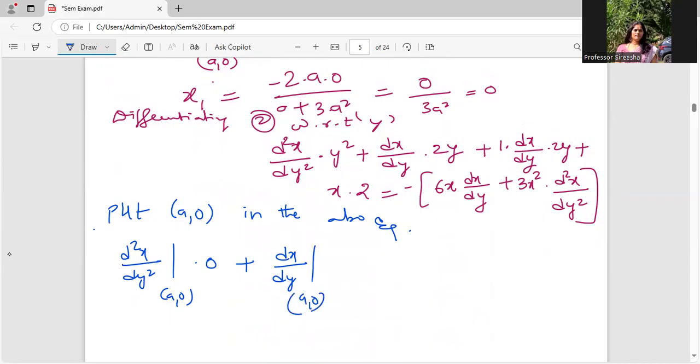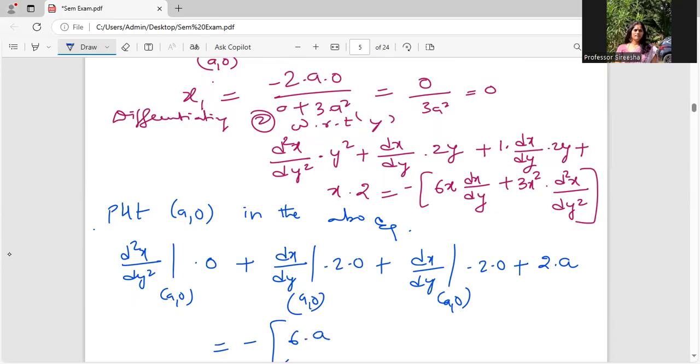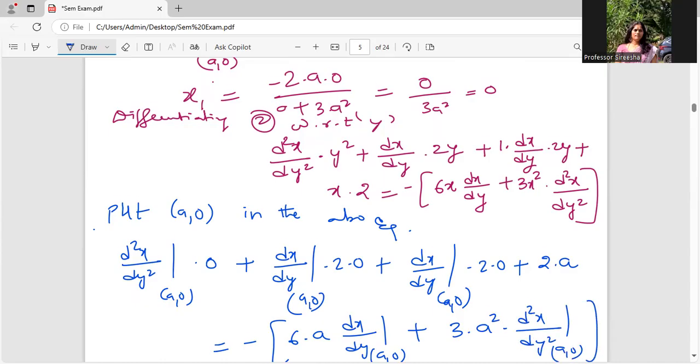I'll put that in the next step. Into 2y is also 0, y is also 0, right? Dx by dy at a comma 0. 2y at a comma 0 would be 2 into 0, right? Plus 2 into x would be 2 into a. This is equal to, there's a minus sign outside, 6 into x is a, dx by dy at a comma 0. I know that's 0, but I'm writing it for your reference. Okay, 3 into a square into d square x by dy squared at a comma 0. Fine. These are all the things that I'm having.